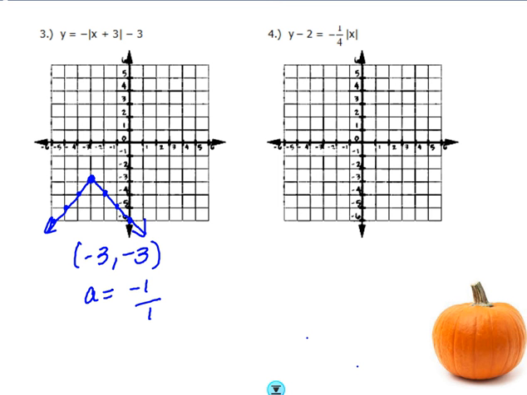Alright, if you'd like to try one on your own, pause the video, and then when you're ready to check, start it back up again. Alright, this one, number 4, you might notice it's a little bit different because we got that minus 2. We need to move it to the other side. So we're going to rewrite this as negative 1/4 absolute value of x, plus 2. So my h, in this case, is 0, and my k is 2. My a is negative 1/4.